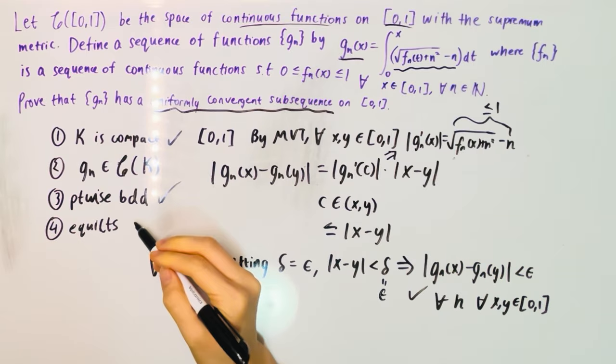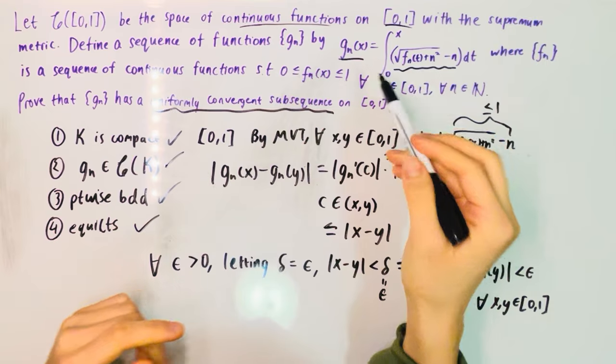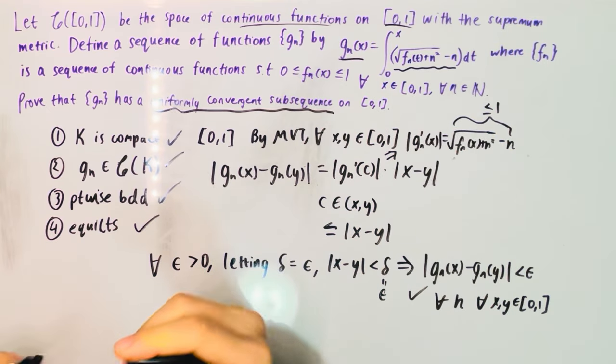And we're done. So we showed all four conditions of the Arzelà-Ascoli theorem, and thus we know that G sub n contains a uniformly convergent subsequence.